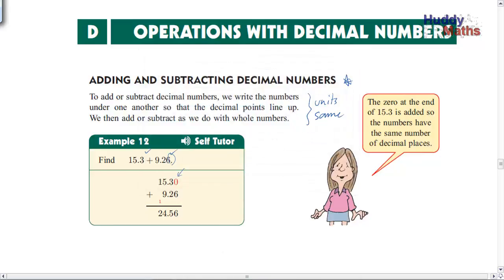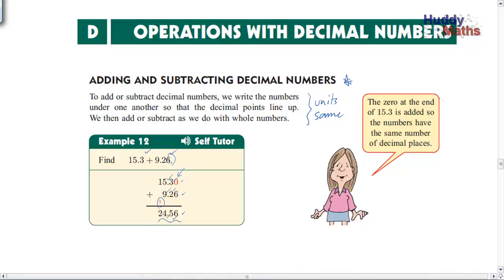Sorry about that, that's out of the way. So here, what are we going to do? We're going to subtract, we're going to add, sorry, here. So no hundredths and 6 hundredths is 6. 3 and 2 is 5. And the 5 and 9 is 14, carry 1. Is 24.56. So it's the same idea.